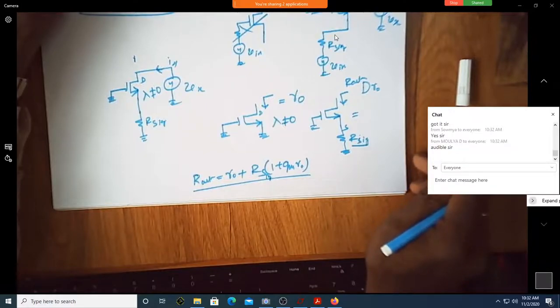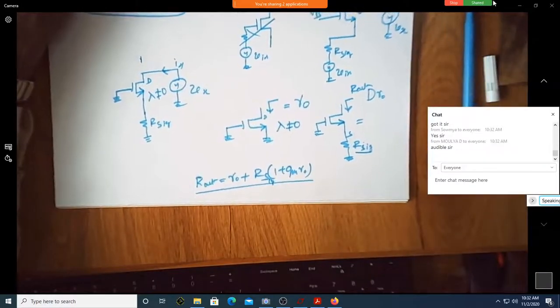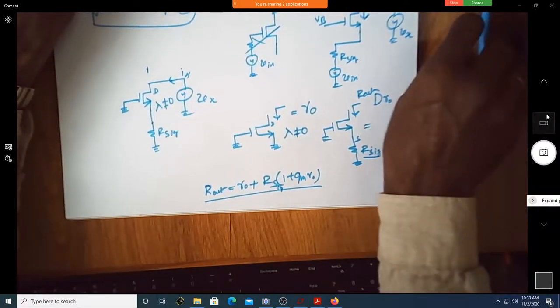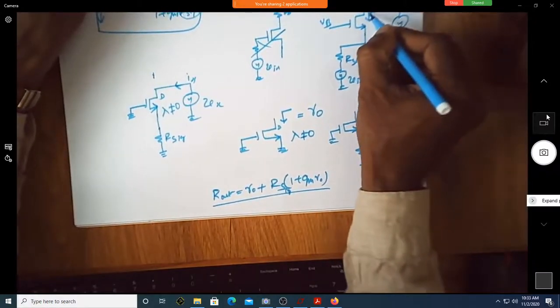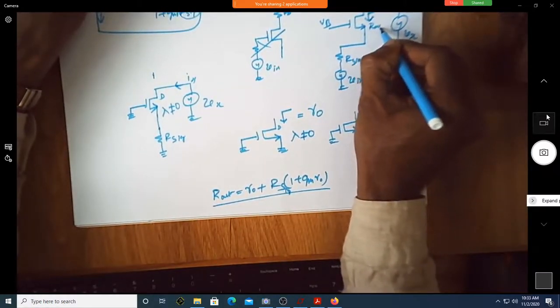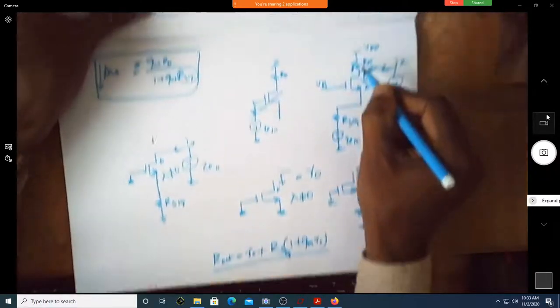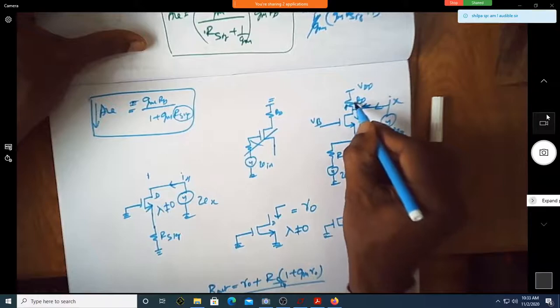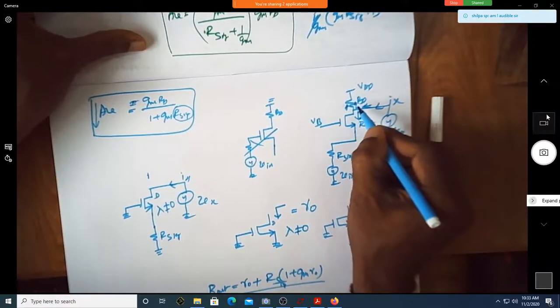Is that fine? Yes, sir. Okay, now suppose this is R out looking down here. This is R out. Looking up is how much? This is RD, no?